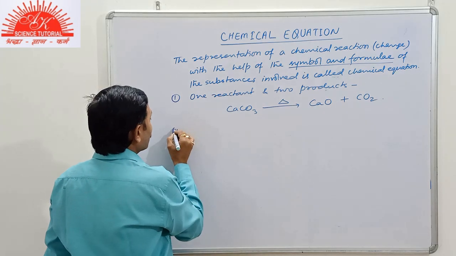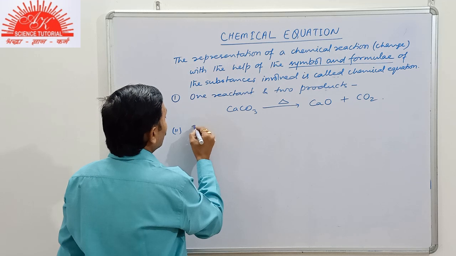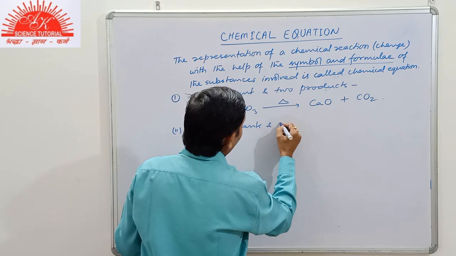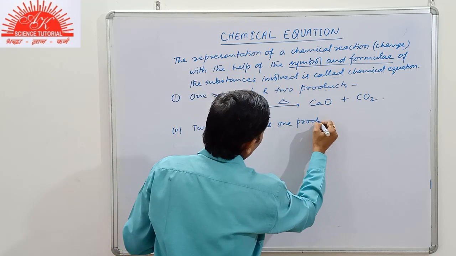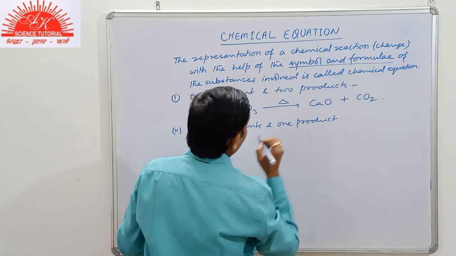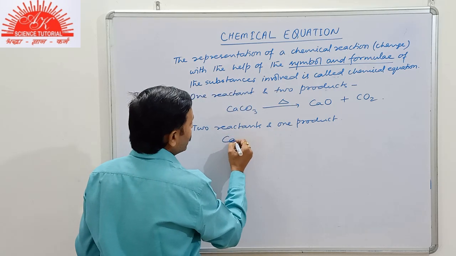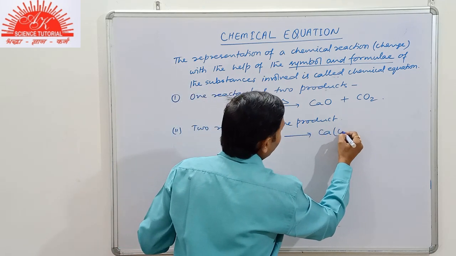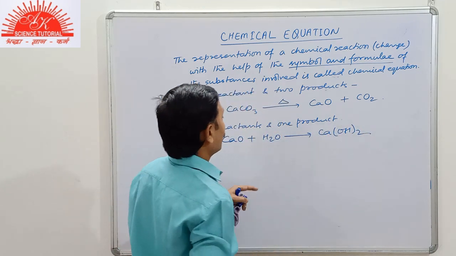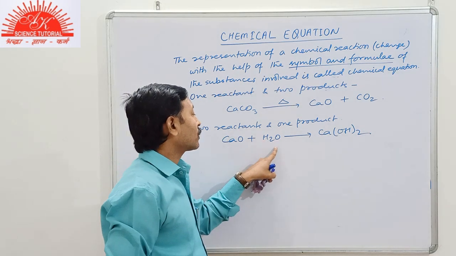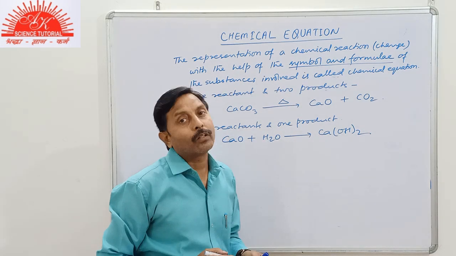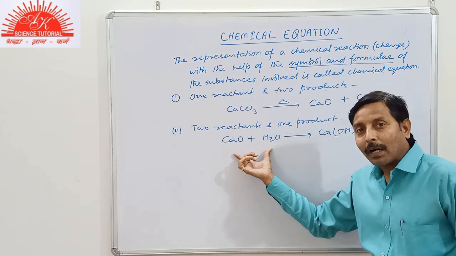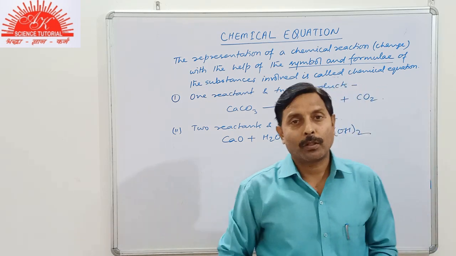Now similarly, suppose we take two reactants and one product. Suppose this time we take CaO plus H2O gives Ca(OH)2. That is, calcium oxide reacts with water to give calcium hydroxide. So students, this time two reactants have combined to give you a single product.